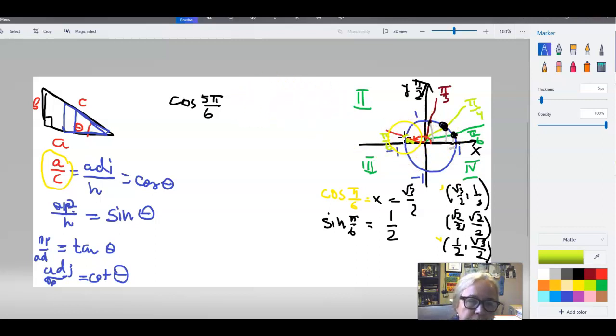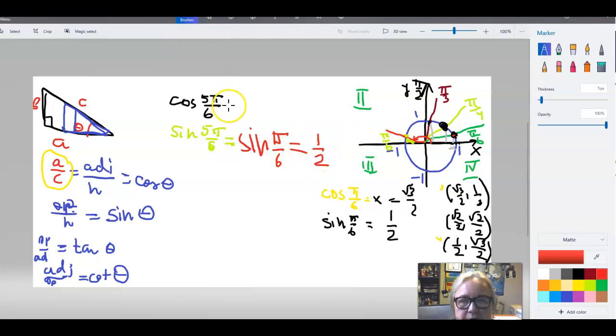What is interesting is that these two points over here and here are symmetric with respect to the y-axis. They have the same y coordinate, so for that we can say sine pi over 6, because we see it clearly here on this picture. Here's the sine, and it will be 1/2.